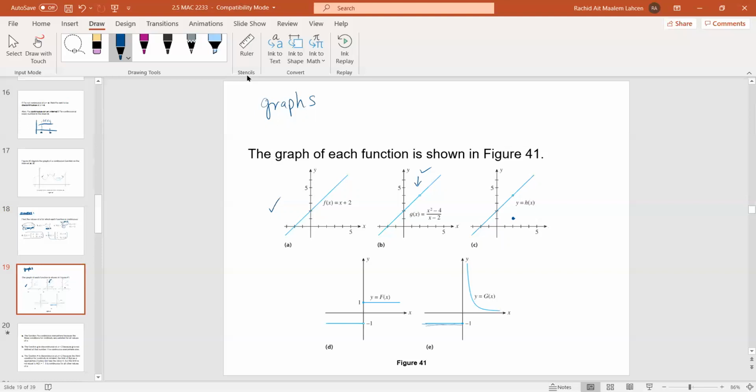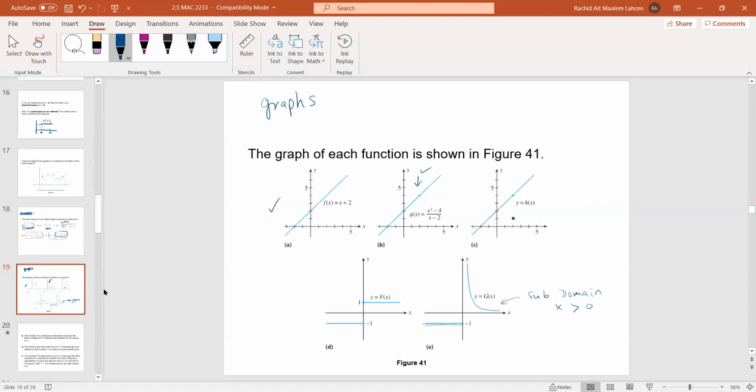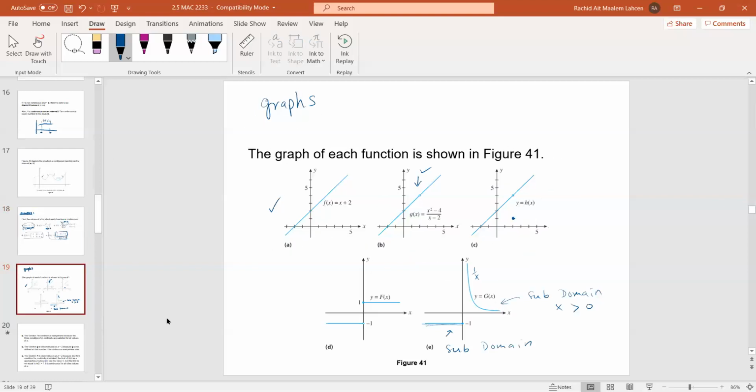For these sides, we call them subdomains. So this is a domain and this is a domain. So for example, in this subdomain, which is x greater than 0, it's 1 over x. That's a subdomain, and this function takes the 1 over x form there. And this is a subdomain, right? And here it is, x less than or equal to 0.